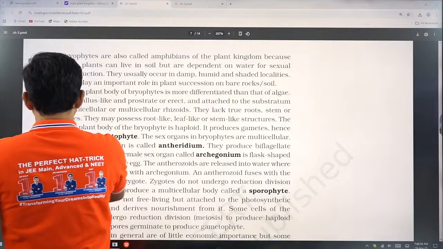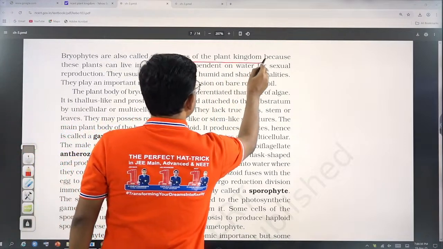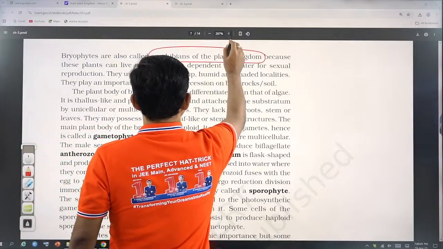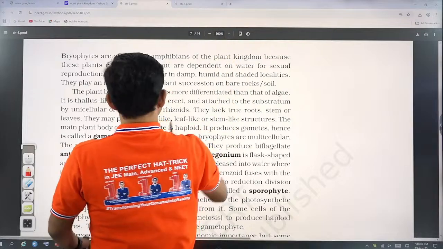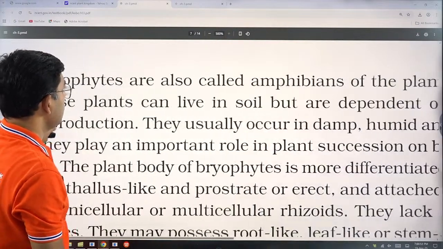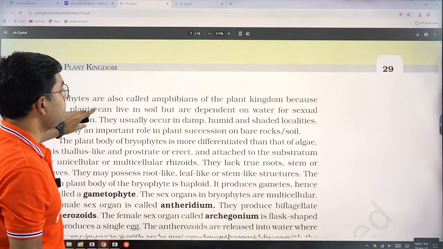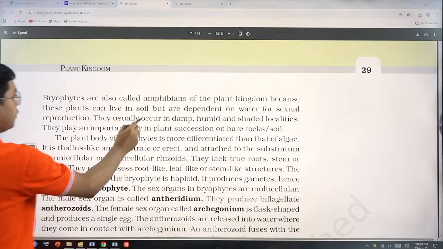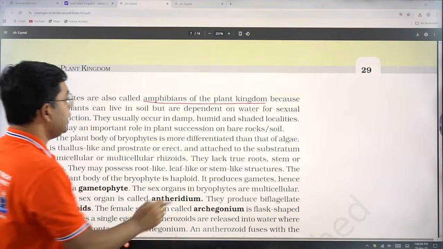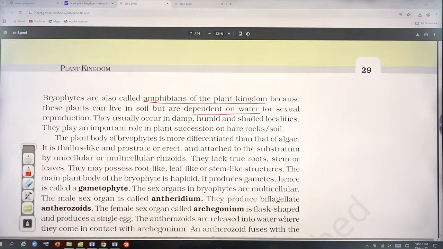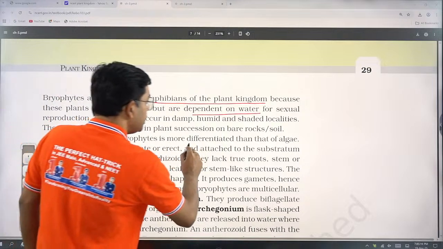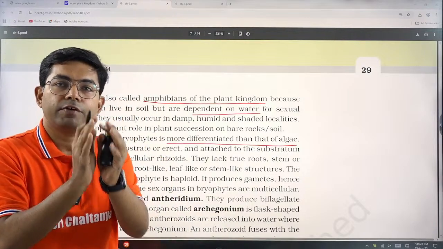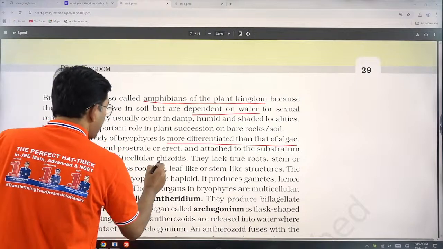Now, here if we see, bryophytes are called amphibians of the plant kingdom. Why are they called amphibians of the plant kingdom? Because they depend on water for sexual reproduction, right? Now, the plant body is more differentiated than algae. As I said, algae have a smaller differentiated body. Bryophytes have a more differentiated body. They have rhizoids.